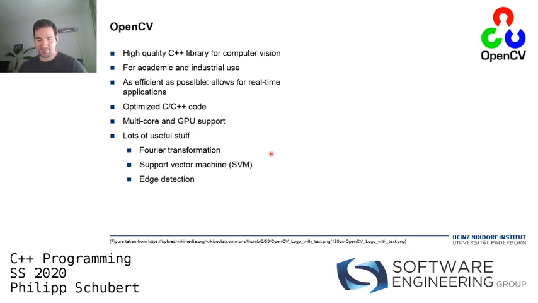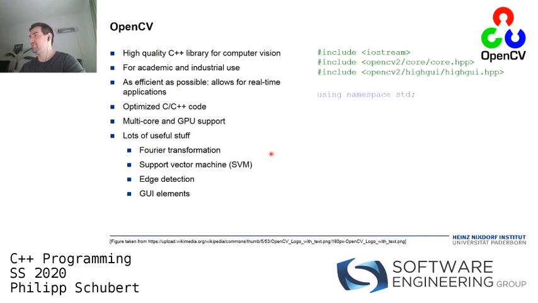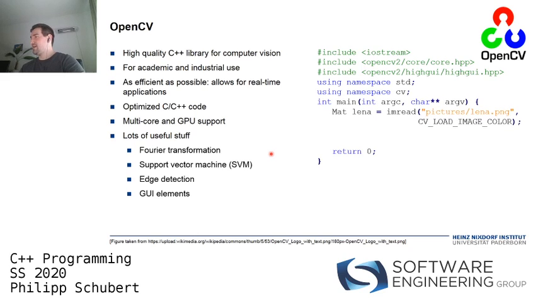Edge detection can be done and all that good stuff. It also provides some graphical user interface elements, so you can also have some windows that you can draw on the screen. Here would be a very simple example. You just include OpenCV2 core.hpp and some other header file. For instance, you could read a picture and then show the picture.